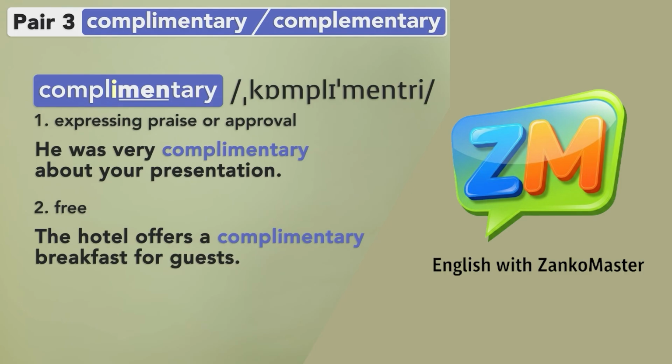Complimentary, with an I, has two main meanings. One is expressing praise or approval. That's not too hard to remember, as the noun and verb form compliment is also spelled with an I. An example: he was very complimentary about your presentation. But complimentary with an I also means free. I love complimentary things. For example, the hotel offers a complimentary breakfast for guests.